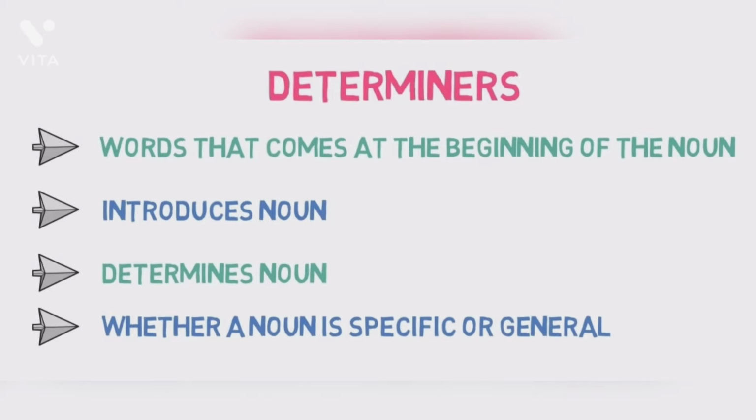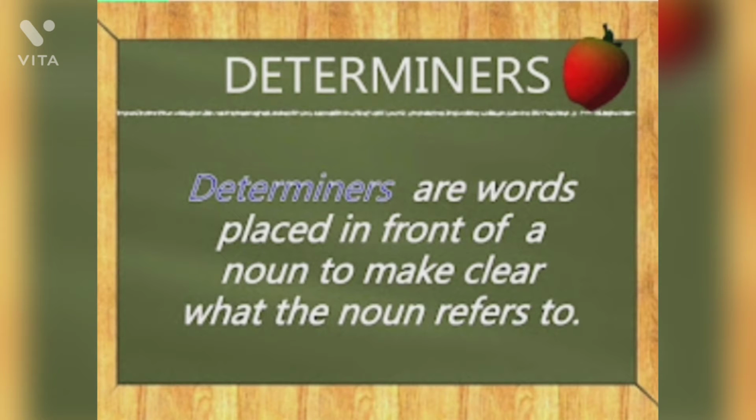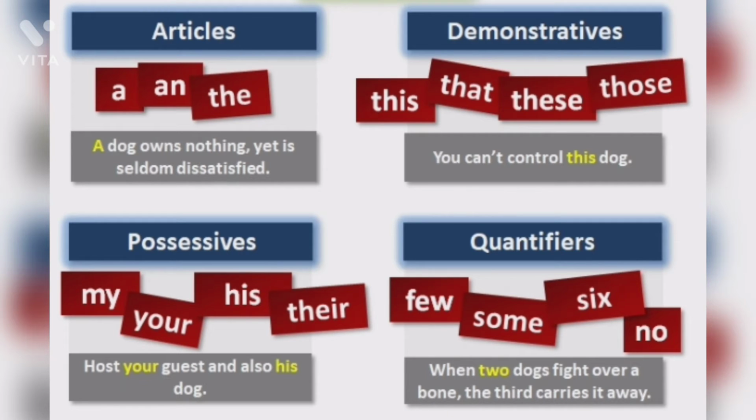General. So these were the four main rules of determiners. Determiners. What are determiners? Determiners are the words placed in front of a noun to make clear what the noun refers to. Now, what are the types of determiners?